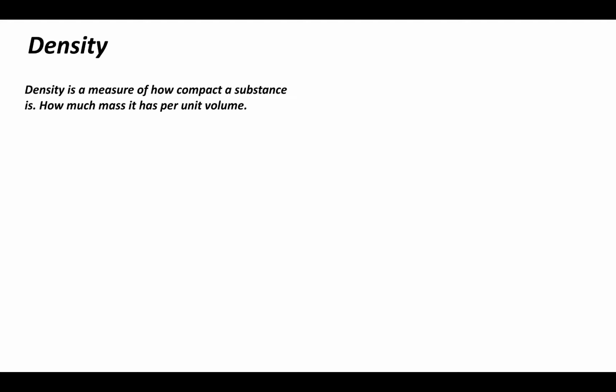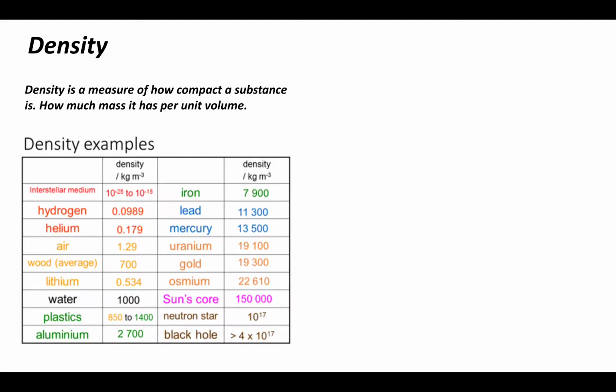So density. Density is a measure of how compact a substance is, or how much mass it has according to its volume, or mass per unit volume. So here's some examples. Density is measured in kilograms per cubic meter. So it's how much mass there is in a cubic meter, 1 by 1 by 1 meter. As you can see, there's big differences.